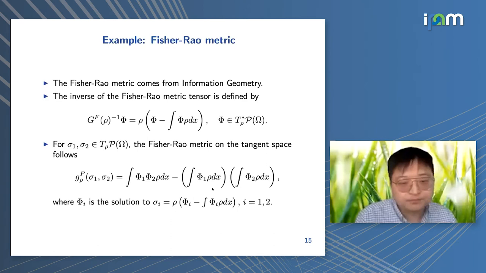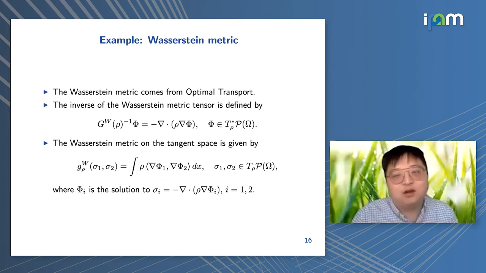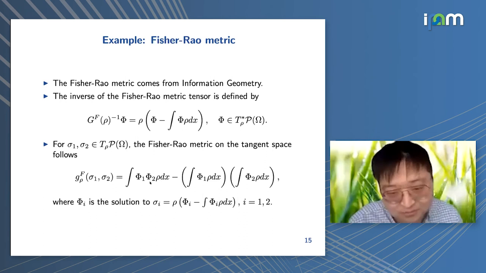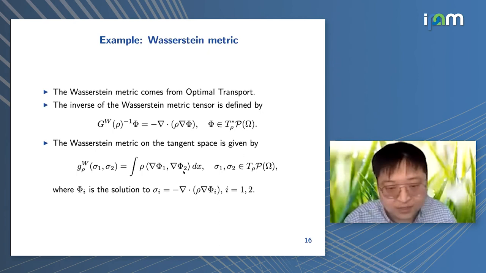So it's one Hamiltonian structure. Now similarly, you can work on optimal transport. Long story short, for optimal transport the linear map is the negative divergence of rho gradient. You work through this calculus and you get the integral of gradient phi one, gradient phi two times rho. A short way to understand this: given rho, the Fisher-Rao metric is like an L2 product, an H0 norm, and this is the so-called H negative one norm, because it consists of the gradient operator and Laplacian operators here.